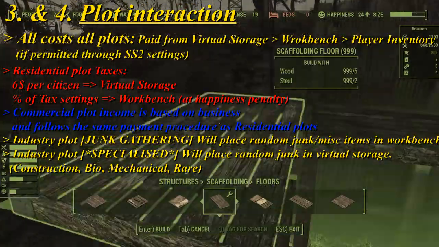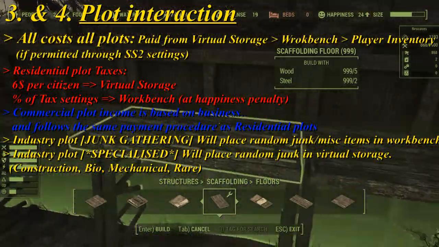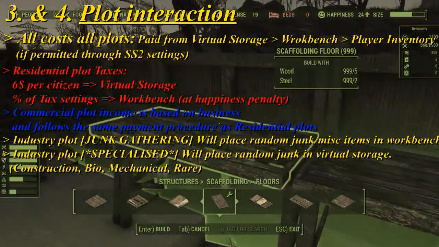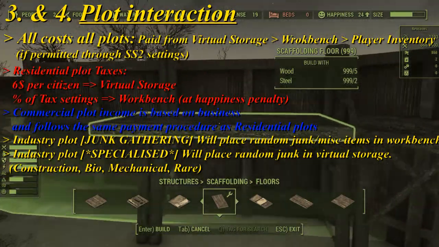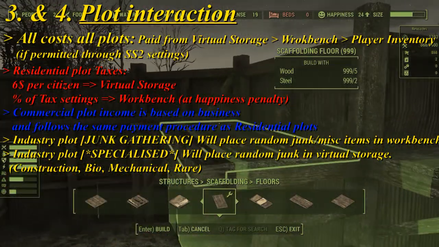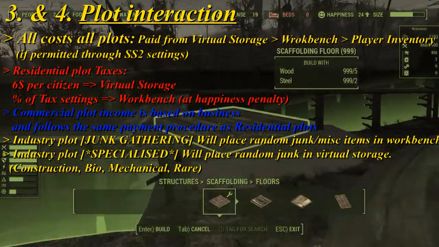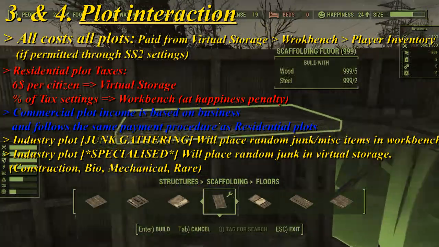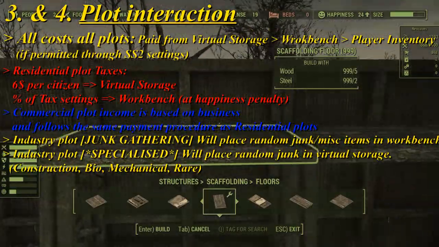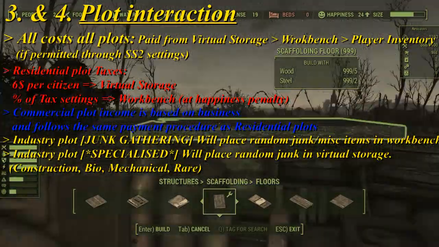However, there are 4 other types of industrial plots, being, let me see, I think biological, rare items, mechanical items, and one other, I forgot what they are.